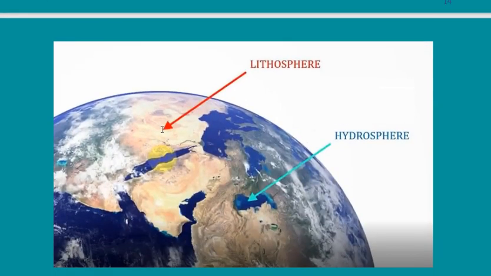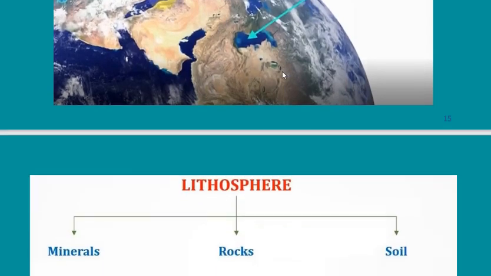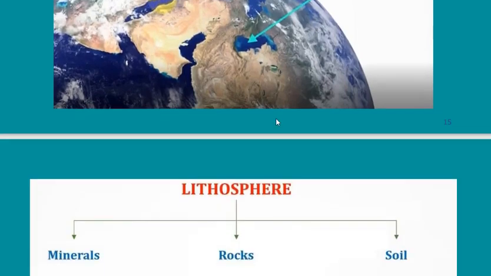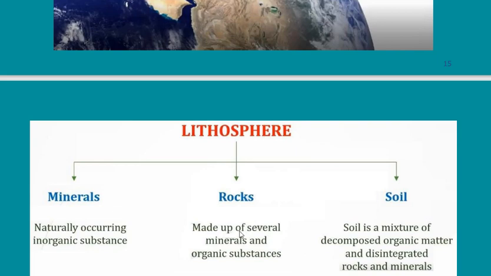Let's just take a look at our Earth from above. Any place where you find water, it's called the hydrosphere. Any place where you find land, then it is the lithosphere. Okay. What does the lithosphere consist of? Because this will help us in next lectures. The lithosphere consists of three components: minerals, rocks, and soil.